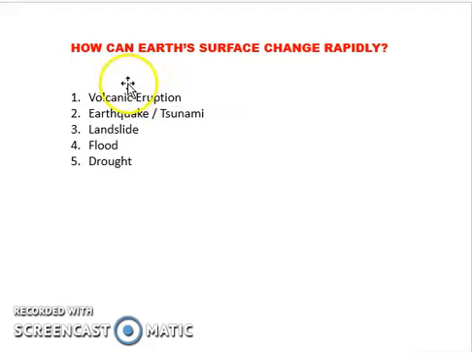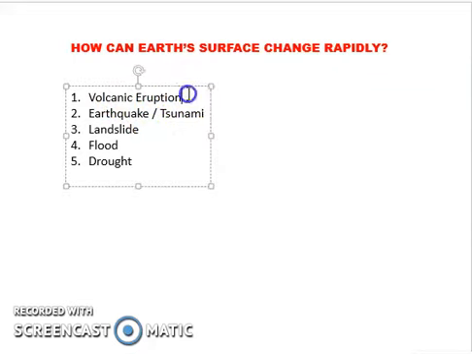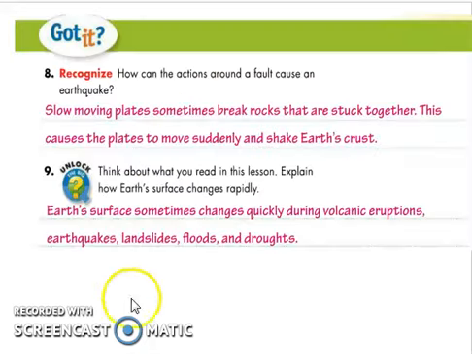Okay, so again, events that could change the Earth's surface rapidly: volcanic eruption, earthquake and tsunami, landslide, flood, and drought. Let's go to the last page of this chapter. Question number 8. How can action around a fault cause an earthquake? This is the possible answer. You could answer on your own.